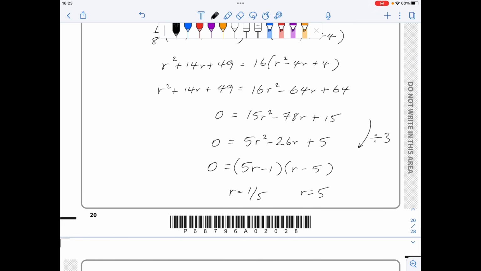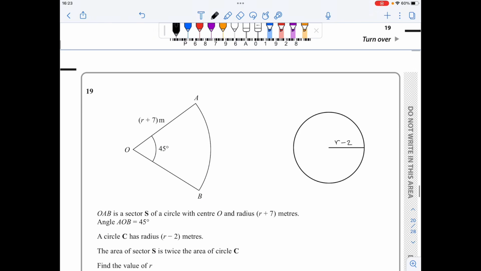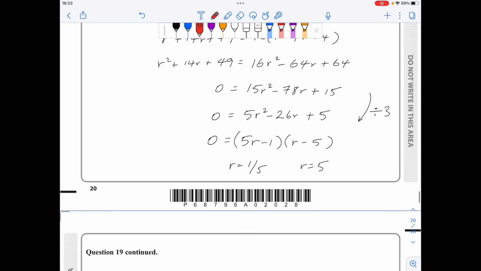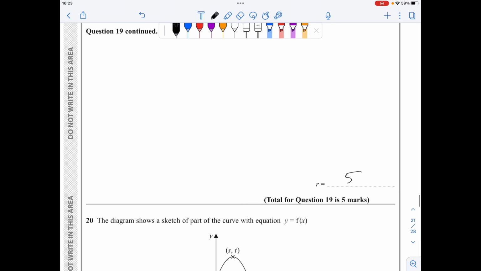Now note that both of these must be positive, so r plus 7 is greater than 0, which means r is bigger than minus 7, and r minus 2 is bigger than 0, so r must be bigger than 2. So I will reject the 1 over 5, and my final answer will be r equals 5.